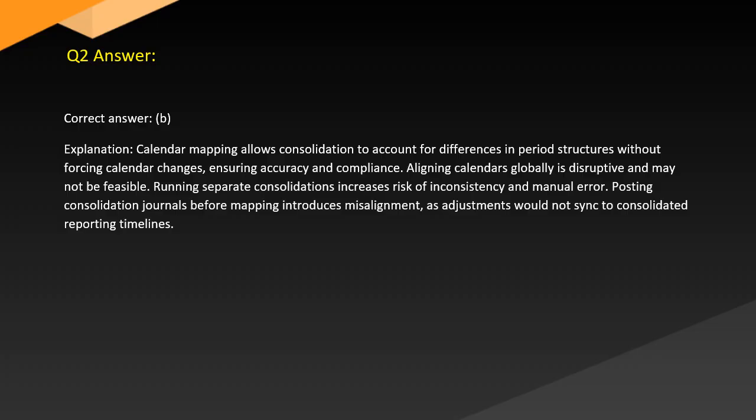Answer. Correct answer: B. Explanation. Calendar mapping allows consolidation to account for differences in period structures without forcing calendar changes, ensuring accuracy and compliance. Aligning calendars globally is disruptive and may not be feasible. Running separate consolidations increases risk of inconsistency and manual error. Posting consolidation journals before mapping introduces misalignment, as adjustments would not sync to consolidated reporting timelines.